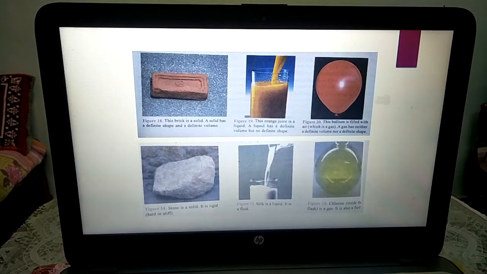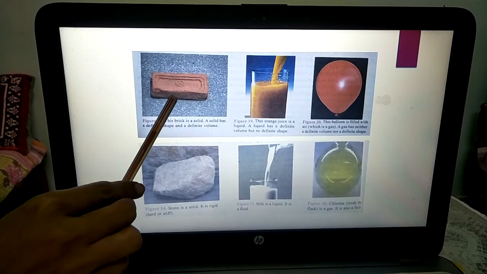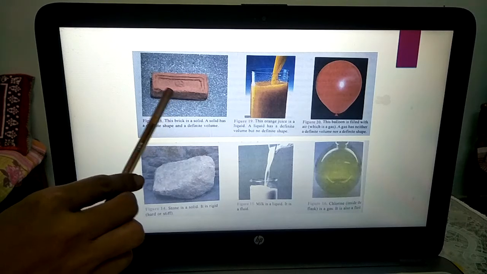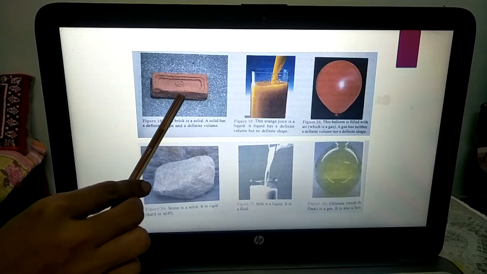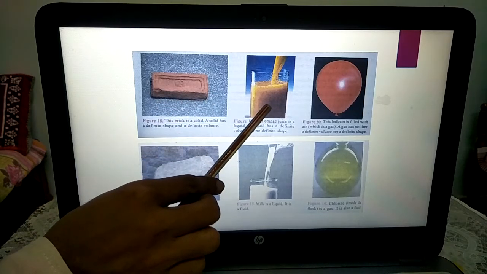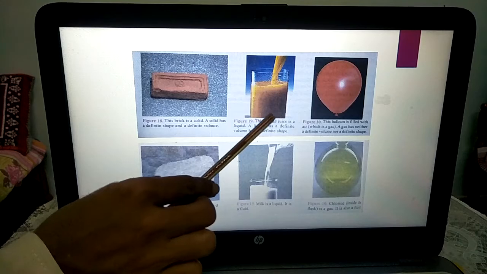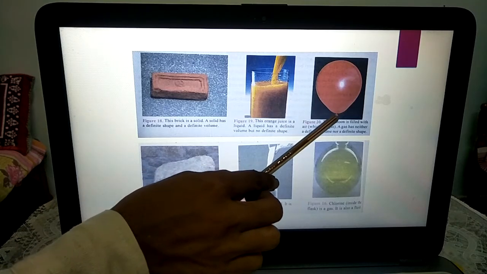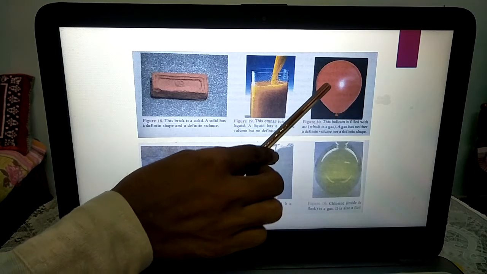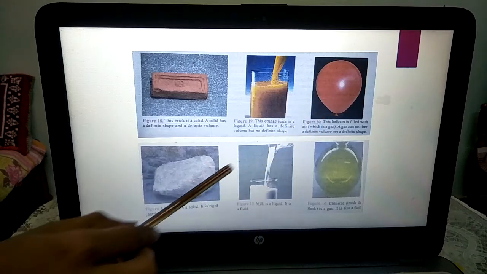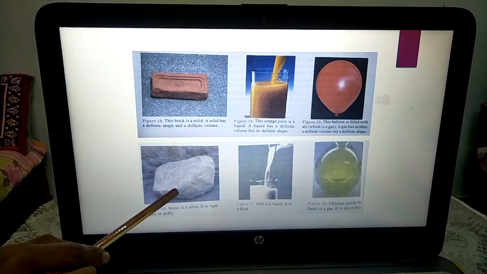Now you can see this is a brick. It is a solid. It has a fixed shape. This is a liquid, orange juice. It takes the shape of the container in which we are pouring it. Now this is a balloon. It contains air inside it. This is an example of a hard or stiff stone.